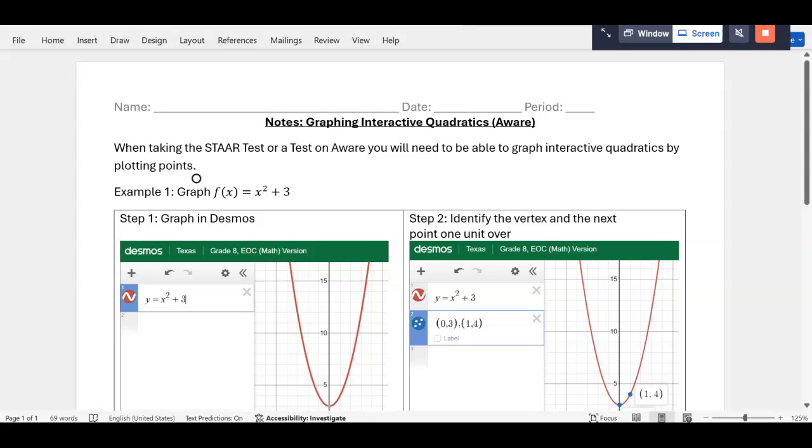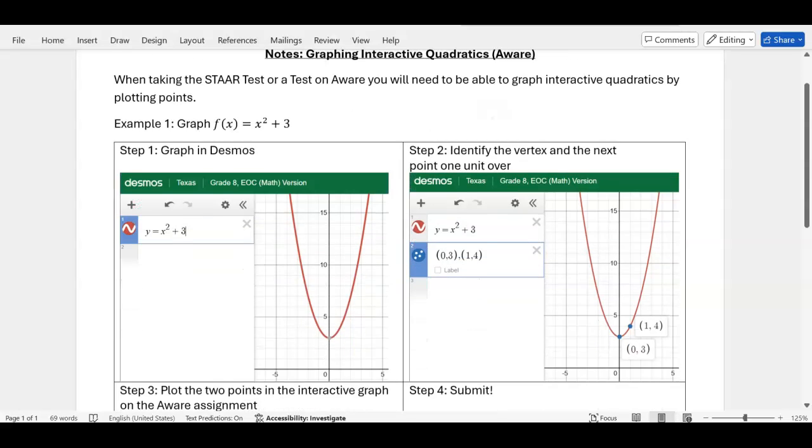So I got Desmos pulled up. How do I graph an interactive quadratic in Aware? Well, it says when you're taking the STAR test or a test on Aware, you will need to be able to graph interactive quadratics by plotting points, okay? So today you're literally just plotting points to graph.